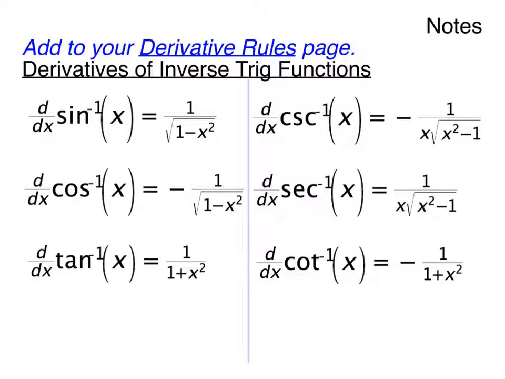Notice which ones are negative up here. All of the co- ones are negative. So cosine gives us a negative. Cosecant gives us a negative. Cotangent gives you a negative. So already you don't have to memorize all that much. It's just helping to get us down there.